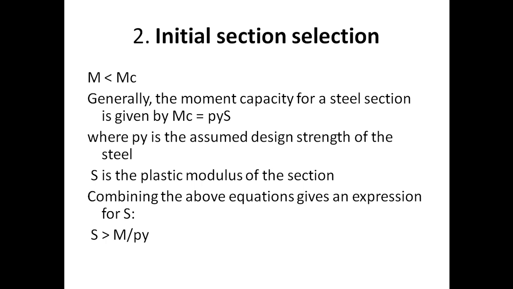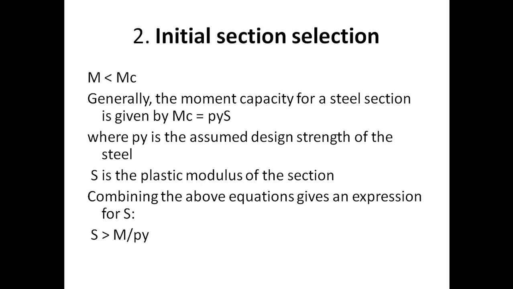The second step is the initial section selection. For you to select any specific standard section for design of steel, you have to follow some formula, and the rule states that our maximum bending moment should be less than the moment capacity. The moment capacity can be gotten using the formula: moment capacity is equal to the assumed design strength multiplied by the plastic modulus of the section.